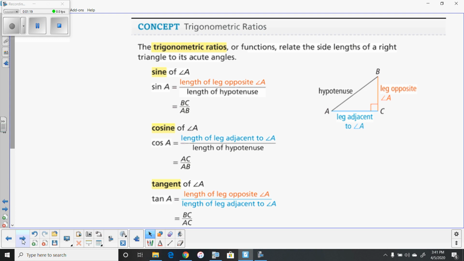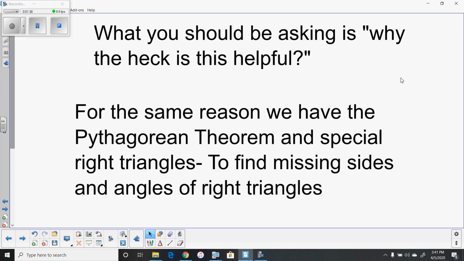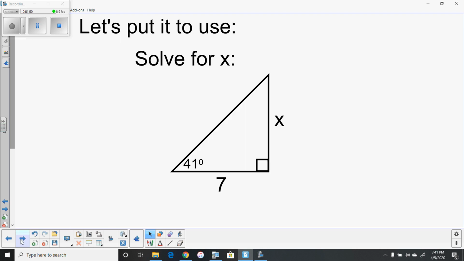So the three trig ratios that we use in geometry most of the time are sine, cosine, and tangent. This diagram here is a little confusing, so I'll simplify it in a little bit. The reason why it is useful is the same reason why we talk about the Pythagorean theorem and other shortcuts that we have. It's a way to find missing sides and angles of right triangles. Okay, so let's give it a shot here.